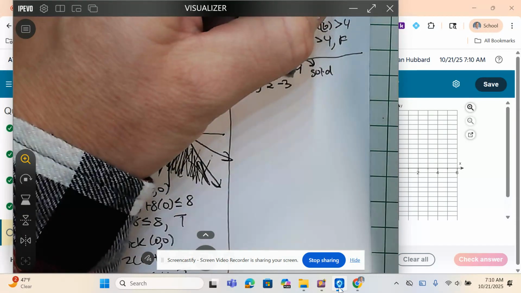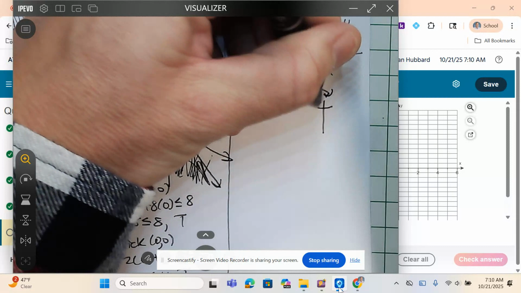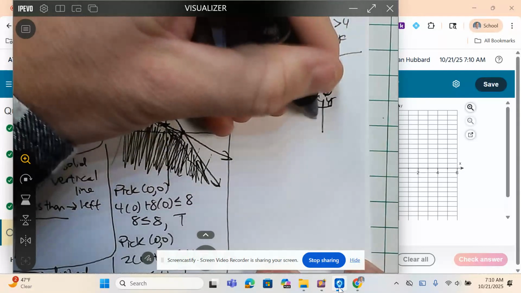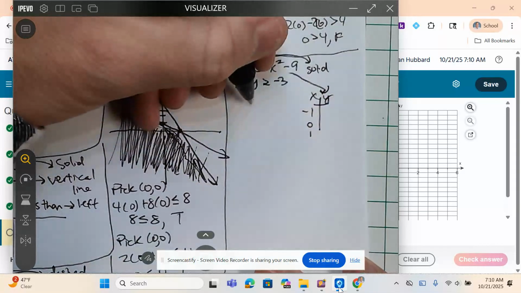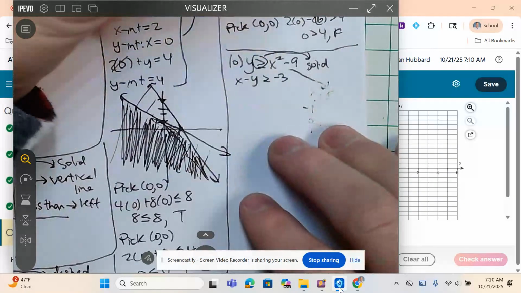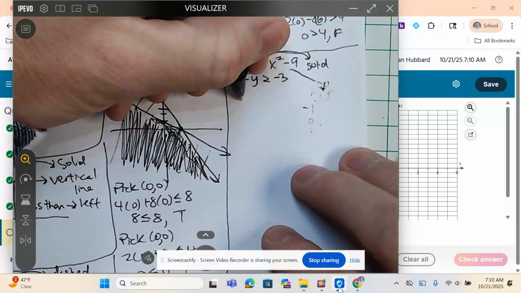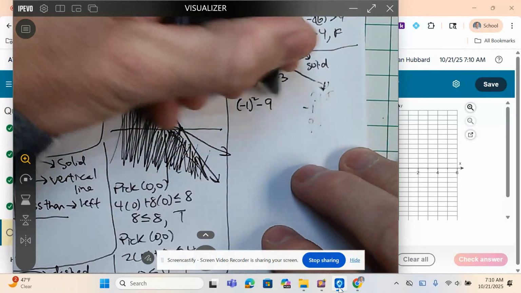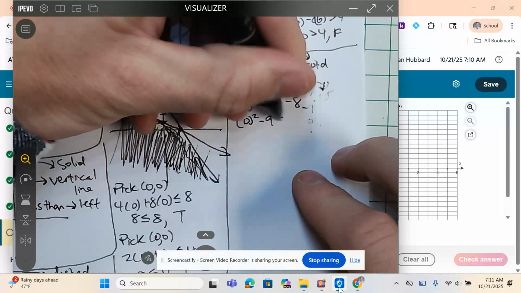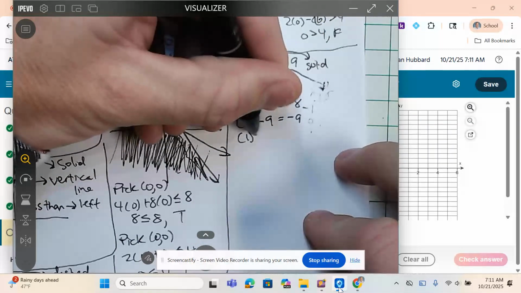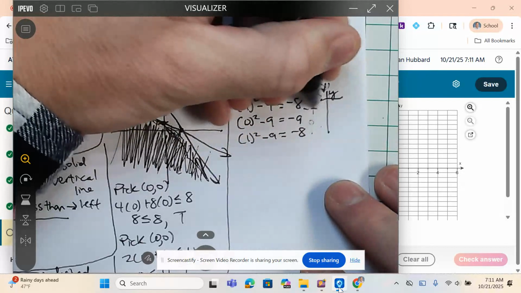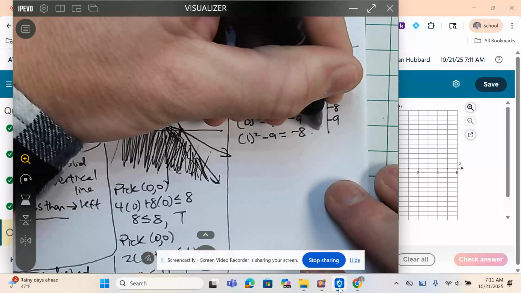So for this one, let's do a table. So x, y. I'll make up x's. I'll do -1, 0, 1. Okay, actually, let's do this over here. I'll show you what might be easier. So -1 squared minus 9. That's 1 minus 9, which is -8. 0 squared minus 9 is -9. 1 squared minus 9 is -8. So our table would be -1, -8; 0, -9; 1, -8.